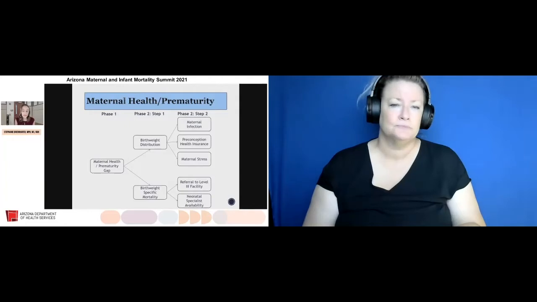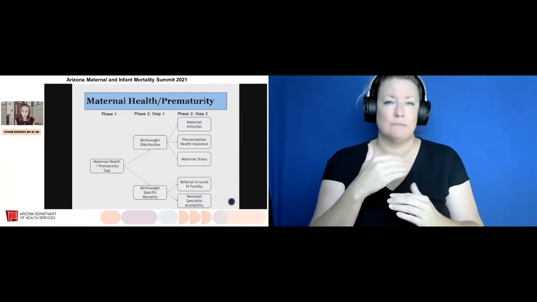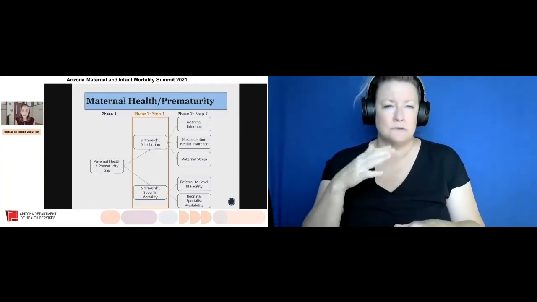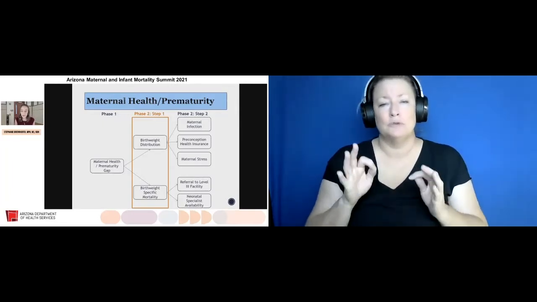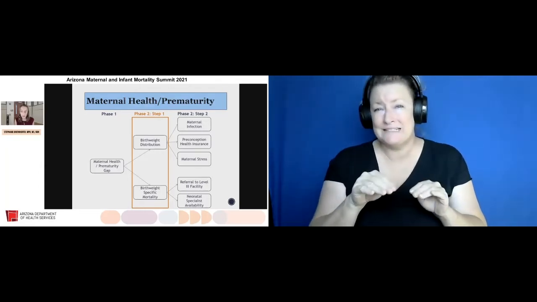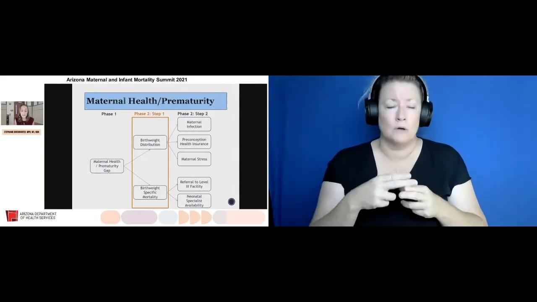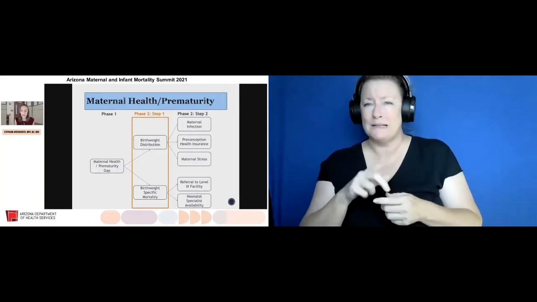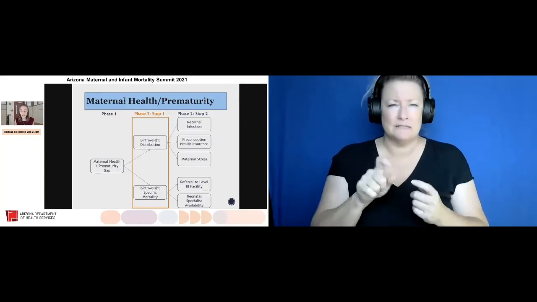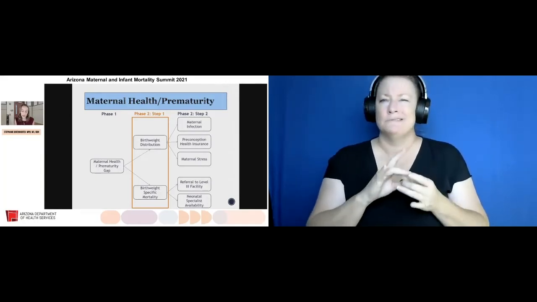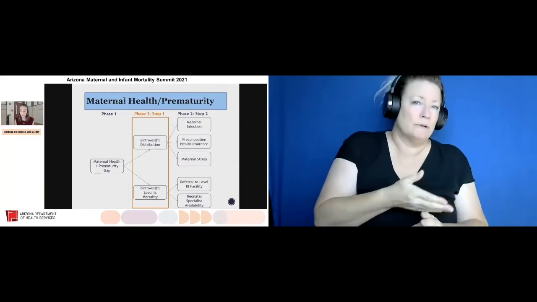So this is a flow chart specific to maternal health and prematurity to walk us through what these steps might look like. We're currently in phase 2, step 1, where we need to determine if this is a birth weight distribution issue, meaning that we have too many babies who are born at a very low birth weight, or if this is a birth weight specific mortality issue, where a high percentage of our births are under one of the 7 birth weight specific mortality groups, which indicates problems related to perinatal or medical care that's provided to the mother or infant before, during, or after delivery.